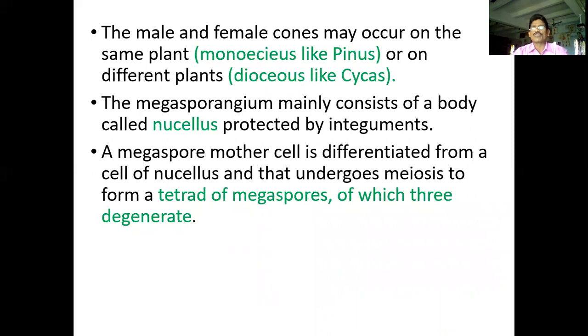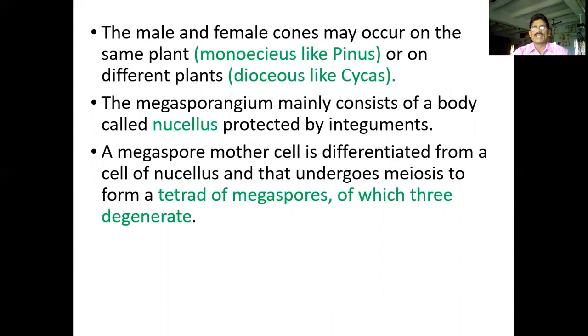The male and female cones may occur in the same plant. That's why they are known as monoecious. A very good example is Pinus. Some other plants have microsporophylls and megasporophylls on separate plants. They are known as dioecious. And you see in the example of Cycas, they are known as unisexual plants.